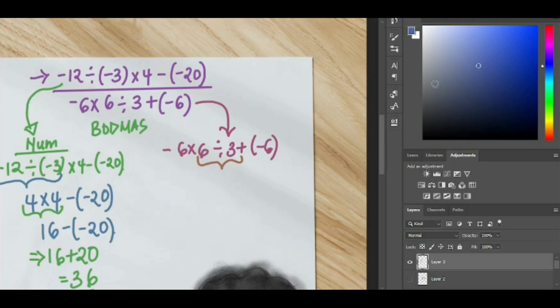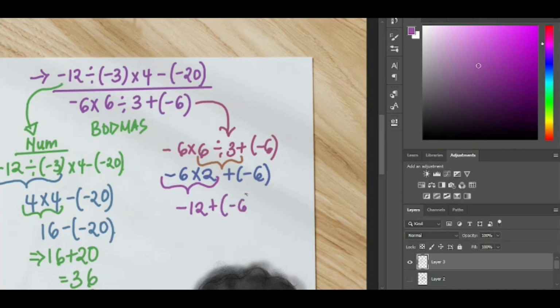When you divide a positive number by a positive number, the answer is always positive. So in this case, we'll have negative 6, then you work out 6 divided by 3, and our answer is going to be 2. So we'll have negative 6 times 2, and then plus negative 6. So only 2 operations are now remaining, multiplication and addition. And according to Bodmas, the one that comes first is the multiplication. And when you multiply a negative number and a positive number, the answer is always negative.